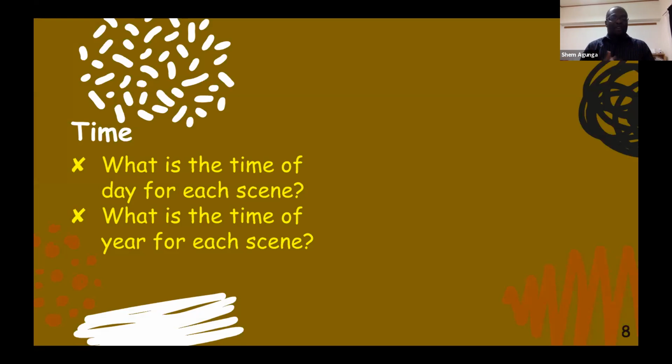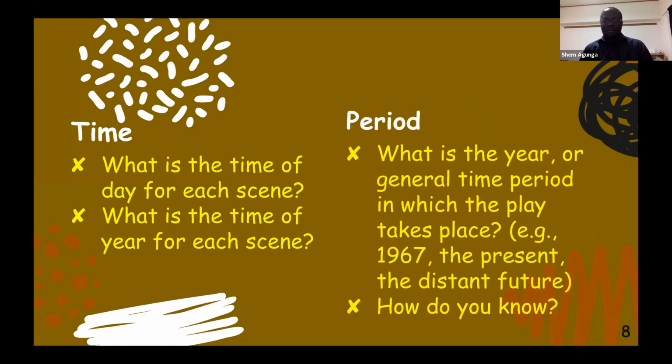What is the time of the year for each of those scenes or acts? Then we look at the period. Time and period are so interrelated. When you look at time, you're looking at the specific time, but for period, we're looking at the era. For example, is it during the Elizabethan period?